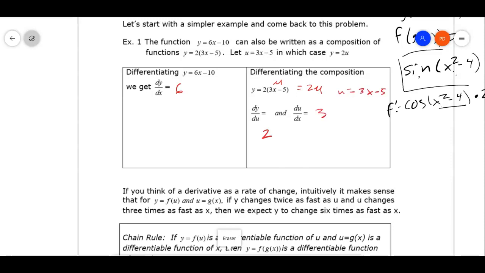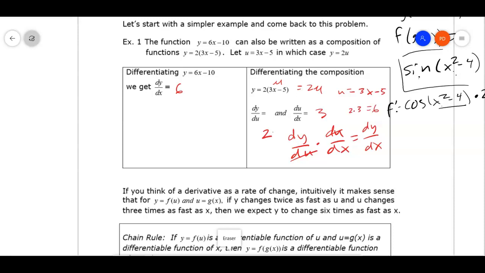dy/du would be 2 and du/dx would be 3. If I multiply dy over du by du over dx, the algebra works as if this was a over b times b over c. These reduce, and I get the change in y with respect to x, which is what we want generally when we're looking for a derivative. So I can just multiply the 2 times the 3, and I get my 6 that way.